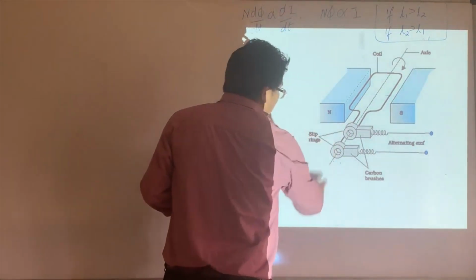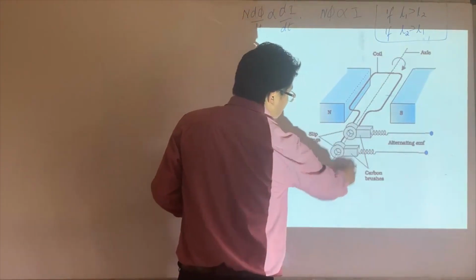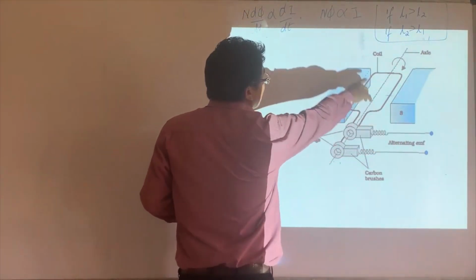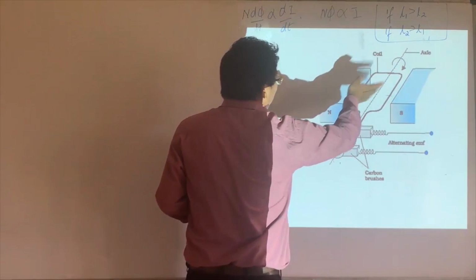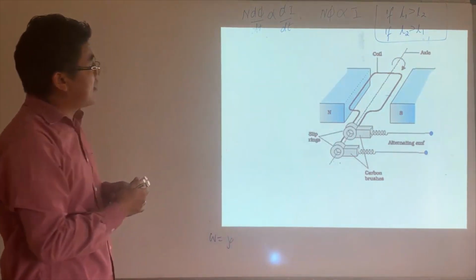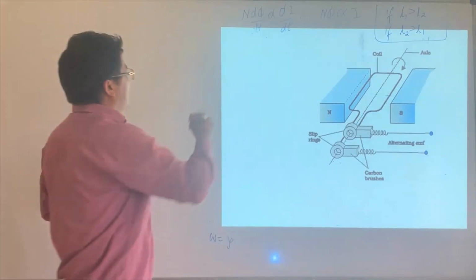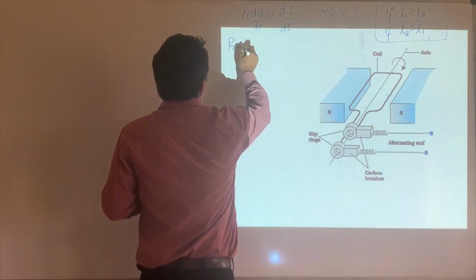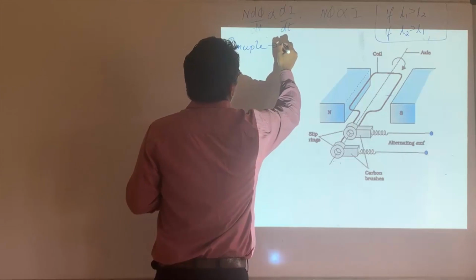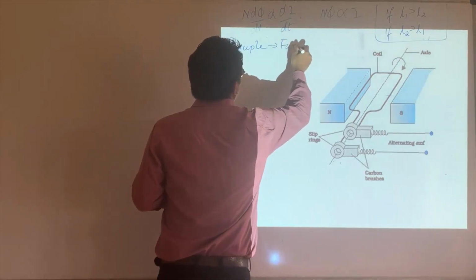These two are the slip rings. This is the carbon brush, and this is the alternating current, this is the axis, this is the coil, and what we have is a generator, right? So the principle is electromagnetic induction. I just write here: the principle is Faraday's law of induction.